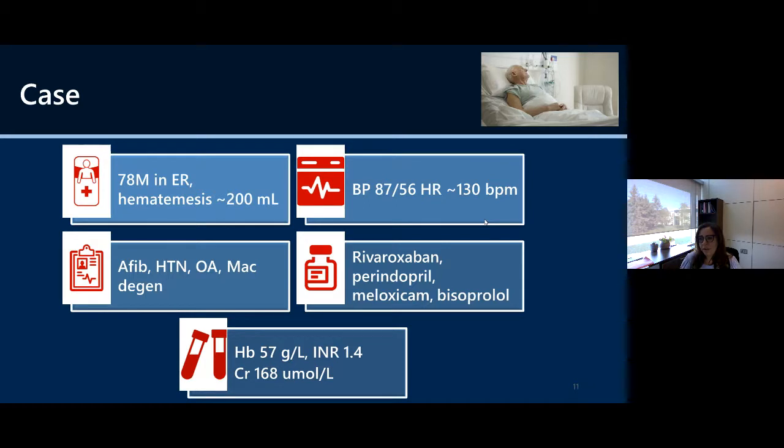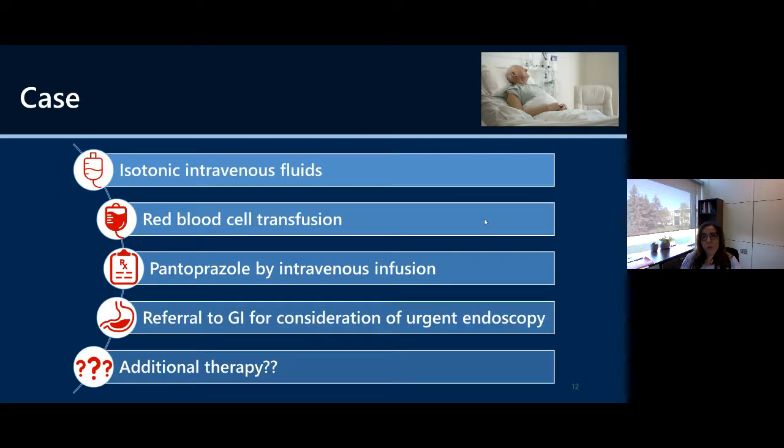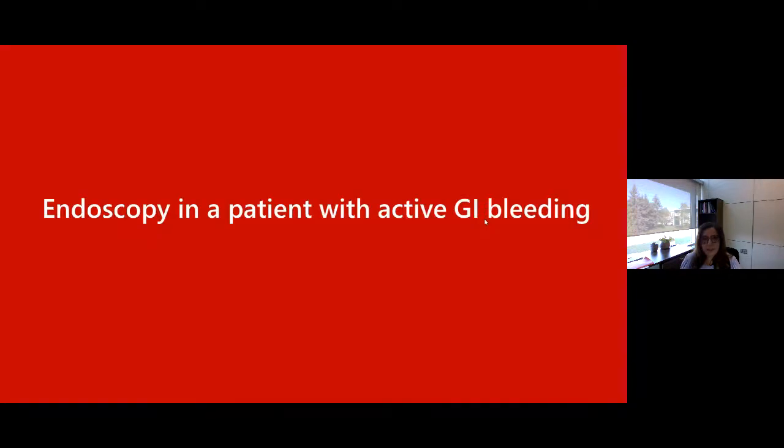And his initial lab work shows a significant anemia, which is much worse than his baseline. His INR is 1.4, and his creatinine is 168, which is 2 to 3 times his normal. So of course, this patient is managed with isotonic intravenous fluids. He receives a red cell transfusion and pantoprazole, and he's referred to GI for consideration of urgent endoscopy. And then the physicians that are looking after him are wondering about additional therapy, and so they call us, thrombosis. And of course, this is the fear or the concern: when a patient is bleeding and endoscopy is done, this is what you see when you look down the scope, and it's pretty dramatic.